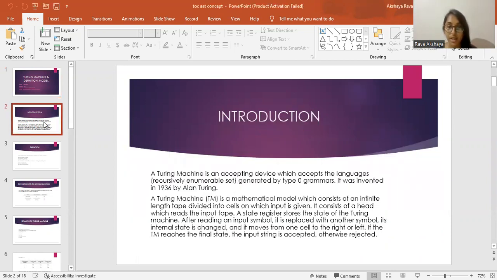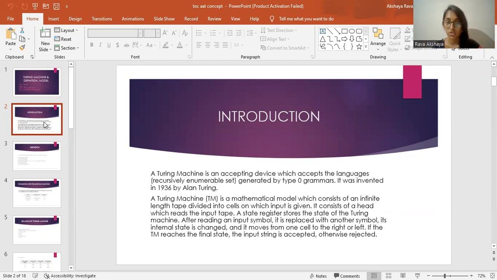A Turing machine is an accepting device that accepts the languages recursively generated by type 0 grammars, that is, recursively enumerable sets. It was invented in 1936 by Alan Turing. A Turing machine, TM, is a mathematical model which consists of an infinite length tape divided into cells on which input is given. It consists of a head which reads the input tape.